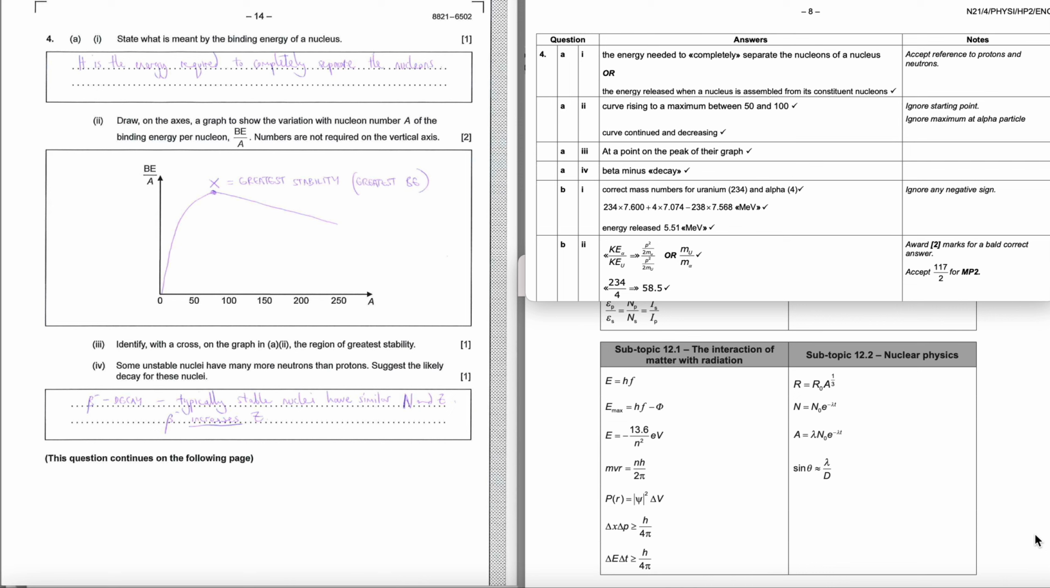Okay folks, here we go. We're looking here at Winter 21 HL IB, HL I should say, question paper 2, and we're looking at question number 4 here.